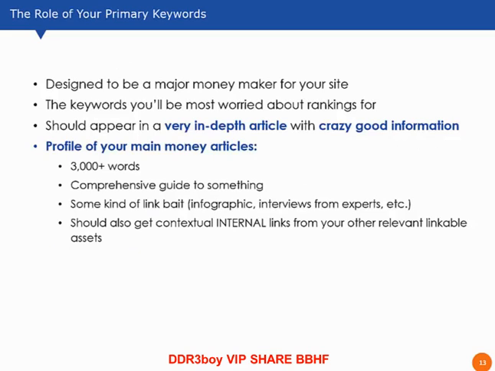So your primary keyword is designed to be a major money maker for your site. If you followed along with our case study on the shaving site, our primary keyword was best safety razor. It had low competition. It had pretty high search volume. And it was like a keyword that indicated people were really looking to buy a very specific product. And when I'm building a site, these are the keywords that I'm worried about the rankings for.